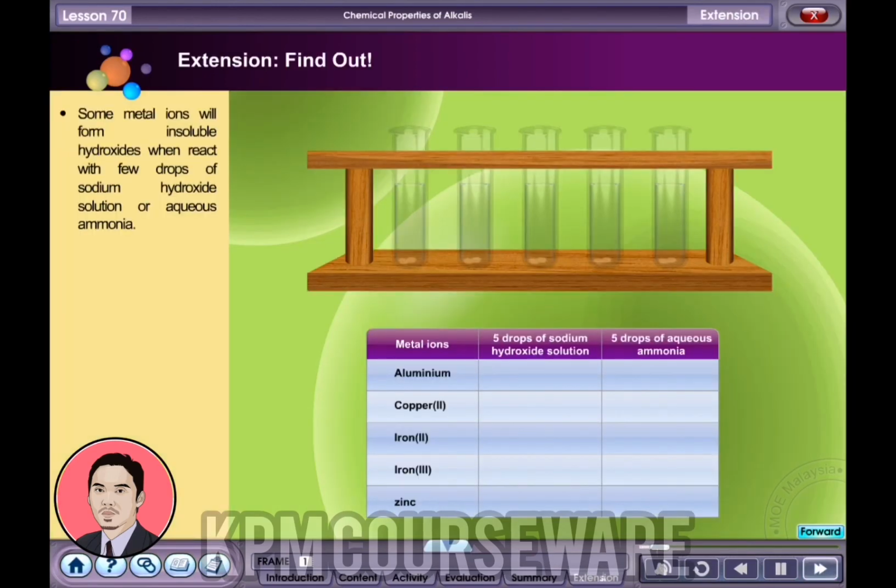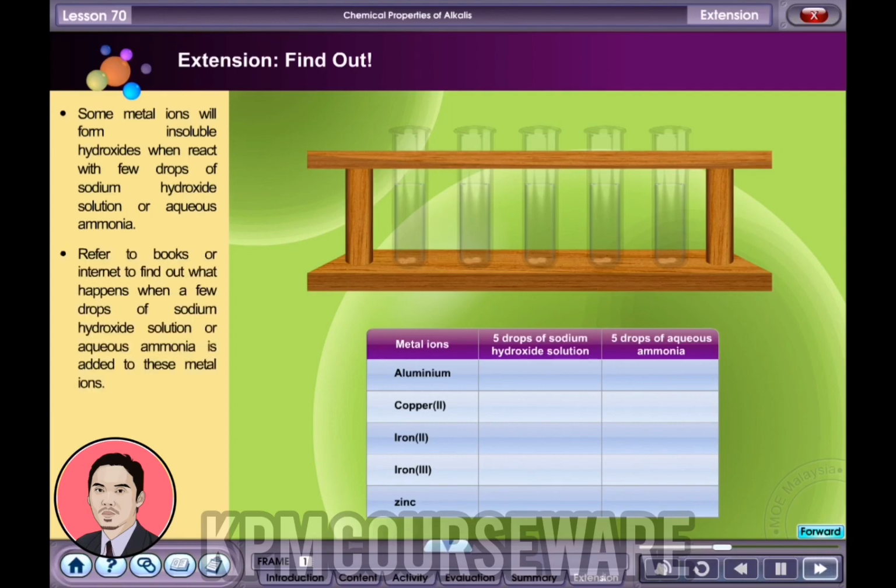Some metal ions will form insoluble hydroxides when reacted with a few drops of sodium hydroxide solution or aqueous ammonia. Refer to books or the internet to find out what happens when a few drops of sodium hydroxide solution or aqueous ammonia is added to these metal ions. Gather your findings to complete the table as shown. Discuss your findings with your teacher.